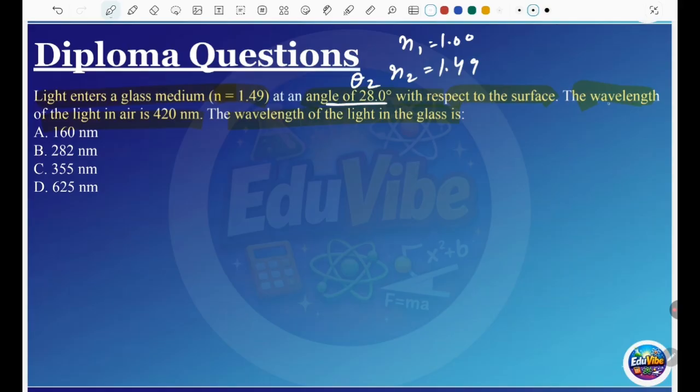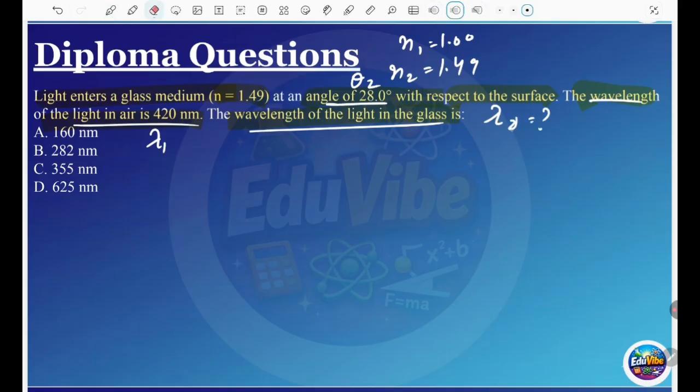Also your wavelength of the light in the air is given to you, which is the first medium, which is your lambda 1, the wavelength 1. And you find the wavelength in the glass, which is wavelength 2 you have to find. So the main focus is to find wavelength 2. For this you have n2 upon n1, and you can use that formula, which is n2 upon n1 equals wavelength 1 upon wavelength 2.